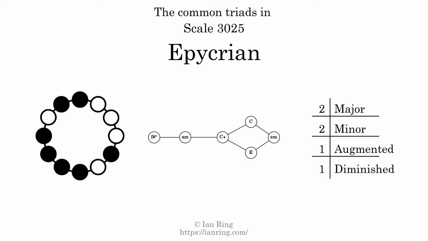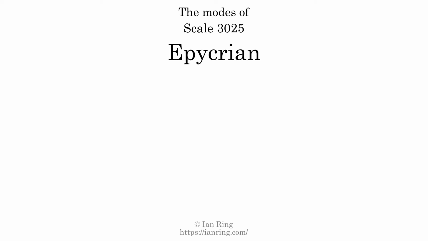Here is a Hamiltonian path of parsimonious voice leading that uses all the triads. This scale has 7 modes. The first mode is itself. The second mode is scale 445, also known as Epycrian. It sounds like this.